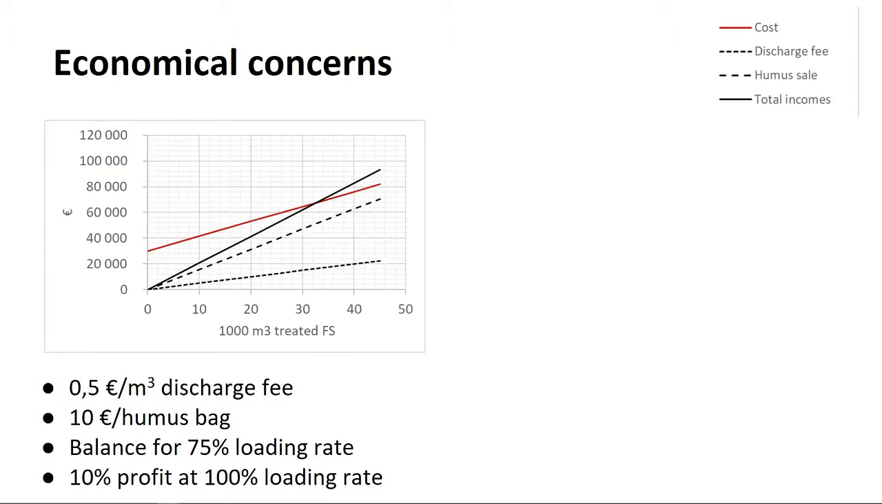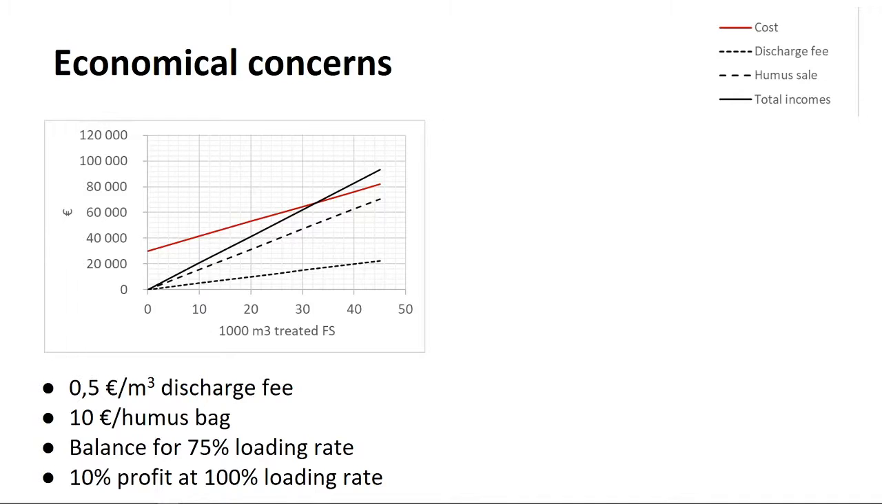Okay. So here you can see the red one is the cost according to the cubic meters that are treated. And the black one is the incomes. And somewhere the incomes go up to the cost. And with the current economic situation, if we have this kind of assumption for the incomes, we have the balance when we reach 75% of the loading rate.